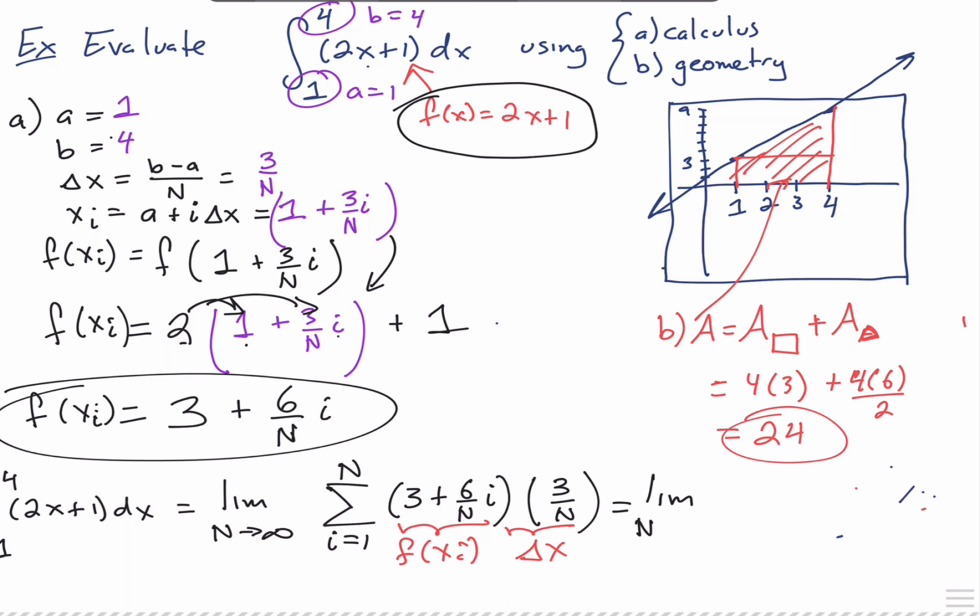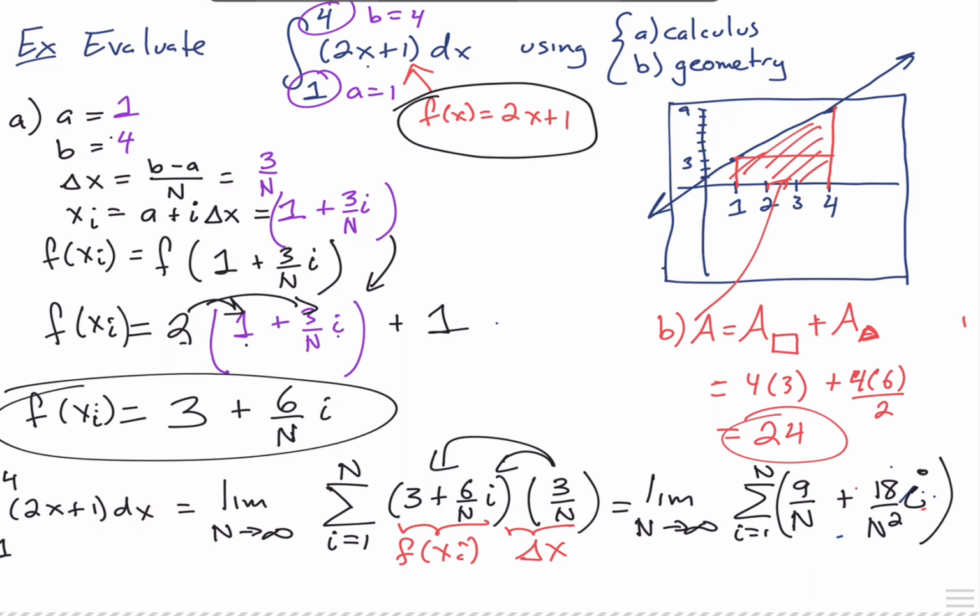So we have the limit as n goes to infinity of the sum from i equals 1 to n of... If I distribute the 3 over n here, what would I get? I would get 9 over n plus 18 over n squared i, right? Okay, so far, are we doing okay?